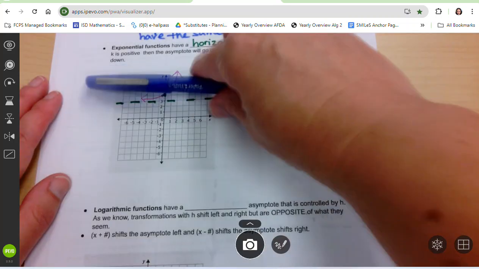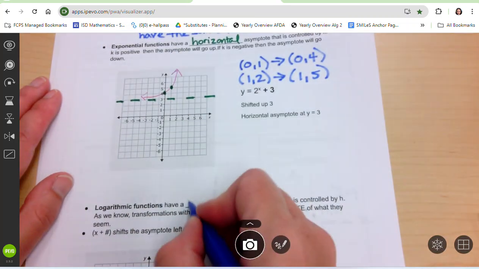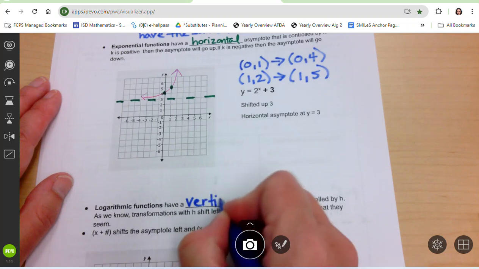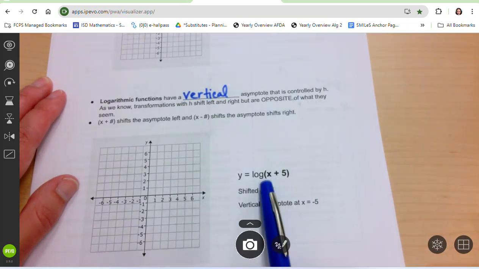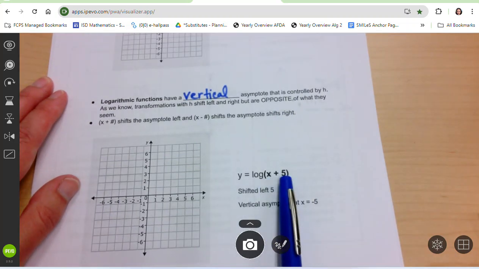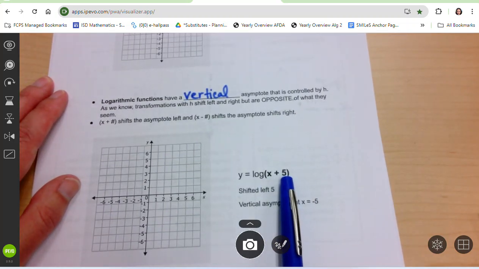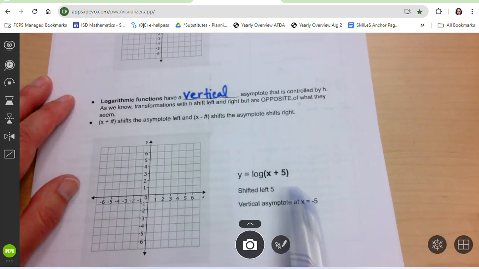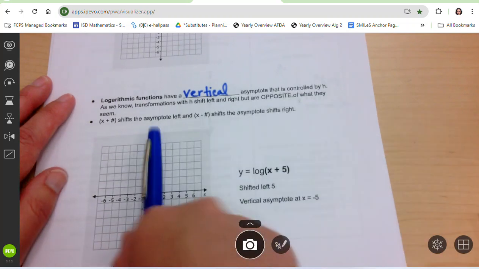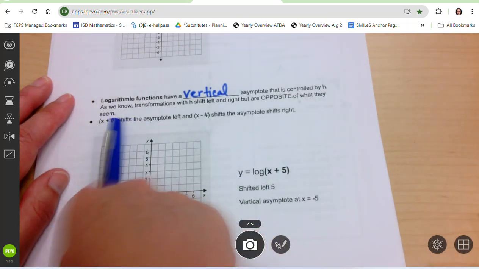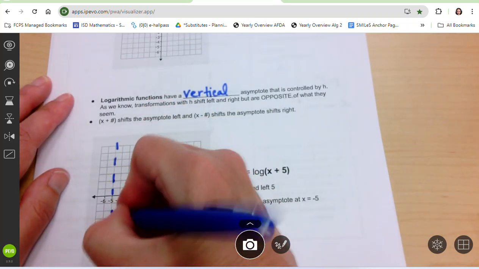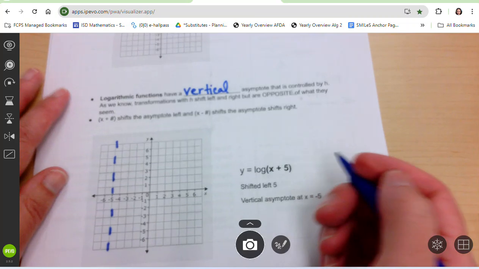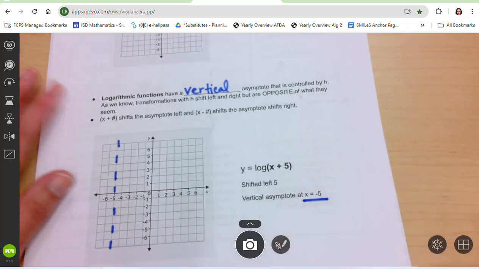So logarithms do not have a horizontal asymptote. They're going to have a vertical asymptote, and that's going to be controlled by the h value. Now remember, when we did the parabola, in the parentheses, x plus 5 did not shift to the right. It shifted which direction? Left. Excellent. So that means it's going to shift left 5. And so we're going to take that asymptote that was at 0, and we're going to go left 5 to x equals negative 5. See that there? X equals negative 5.